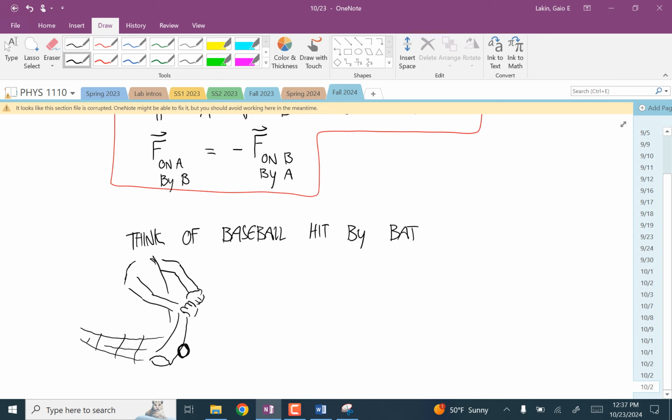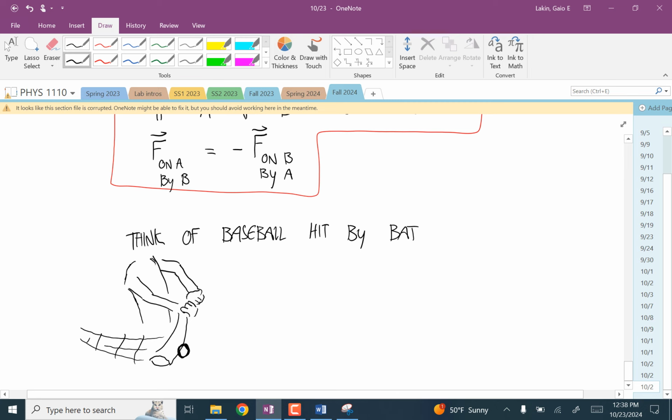So in this case, if you're watching a pro baseball game, that ball is going to go flying. The bat and the player are not going to go flying. So it's hard to convince yourself. What I'm saying is, say that bat for this short duration applies a force of 10,000 newtons to this ball. The ball also applies a force of 10,000 newtons to the bat.